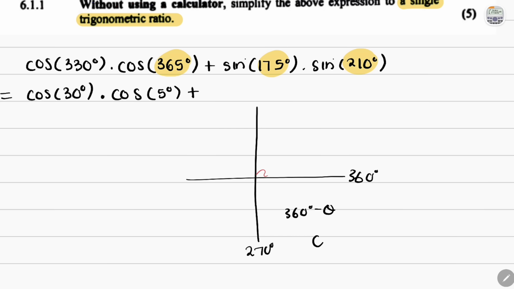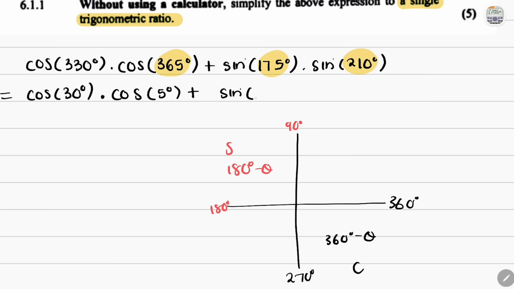175 degrees is an angle greater than 90 degrees but less than 180 degrees. So it lies in the sine quadrant and it has this reduction. So what we would have is sine, and we're saying 180 degrees minus what gives you 175 degrees? That would be minus 5 degrees. And then when you reduce this, it's going to reduce to positive sine 5 degrees, since it is a reduction in the sine quadrant where sine is positive. So positive sine 5 degrees. Then multiply by, and then we have 210 degrees.